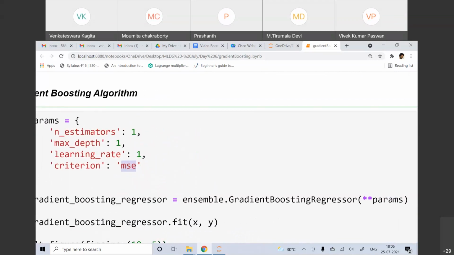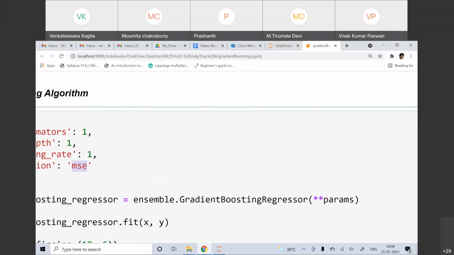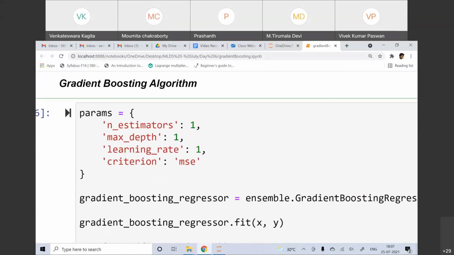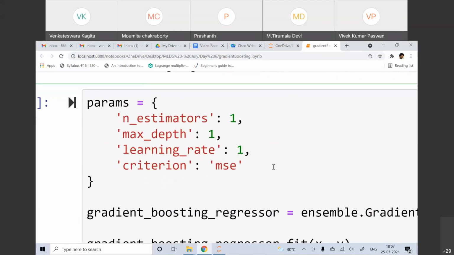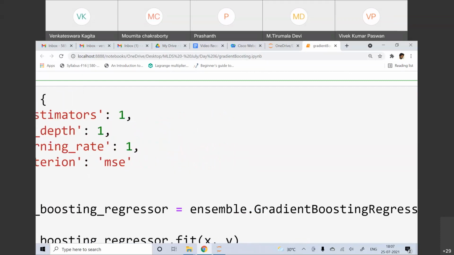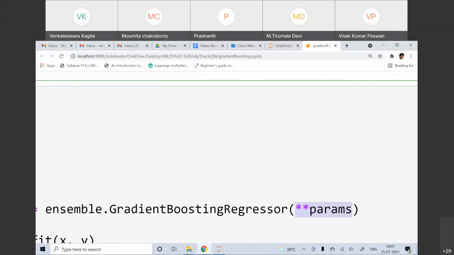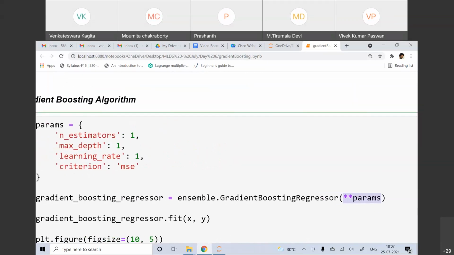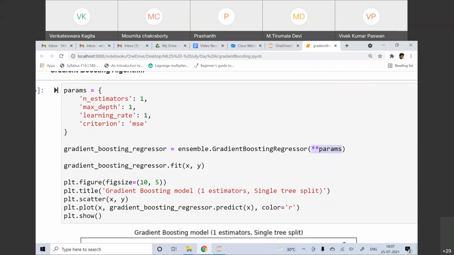So I'm calling this ensemble dot gradient boosting regression by passing these parameters: number of estimators, max depth, learning rate, criterion. All these are parameters which I've already defined here, and I'm just passing them to this function. Once I pass these parameters, I've got the gradient boosting regression model. I'm just fitting the model to the data, x and y.